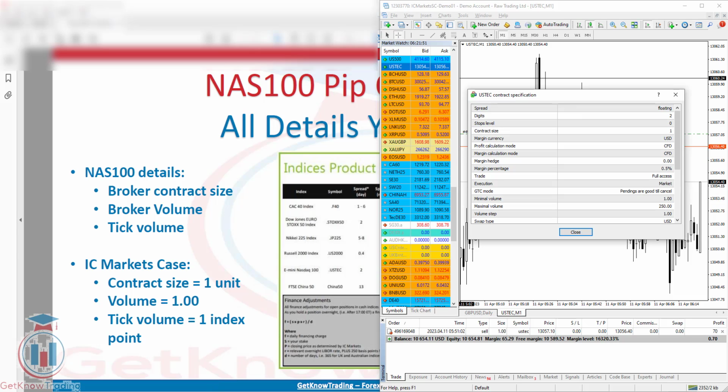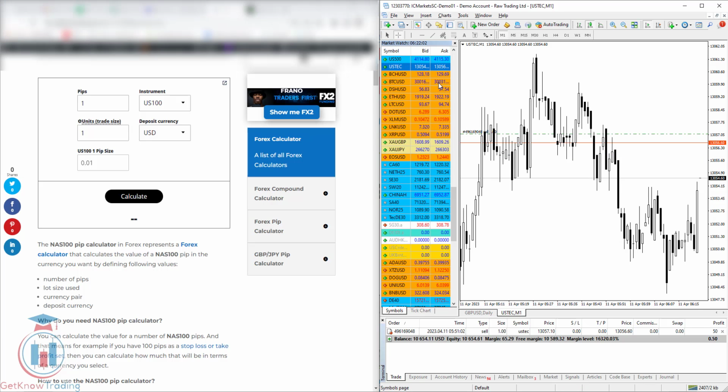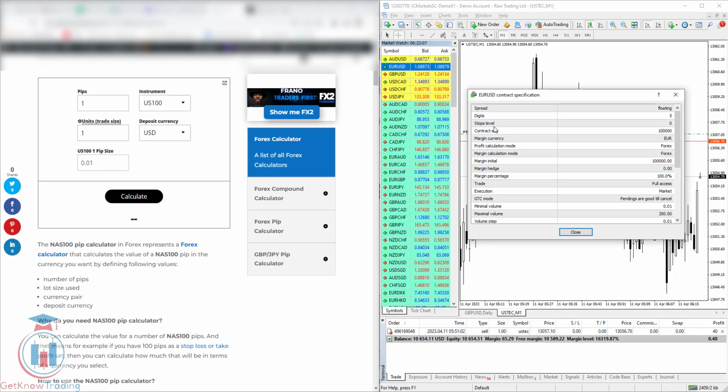So when you go to the website where the Pip calculator is, this is the field where you need to put this contract size. So for example, if you go to the Euro USD, let's just use an example, specification, go to contract size, and you can see it says 100,000 units. So if you want to calculate the Pip value for the Euro USD symbol, then you would put here 100,000 units of a base currency.